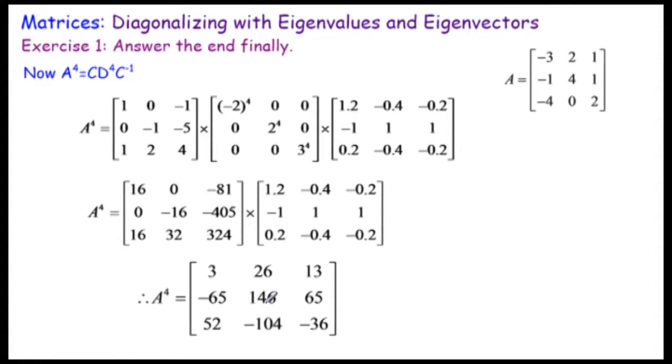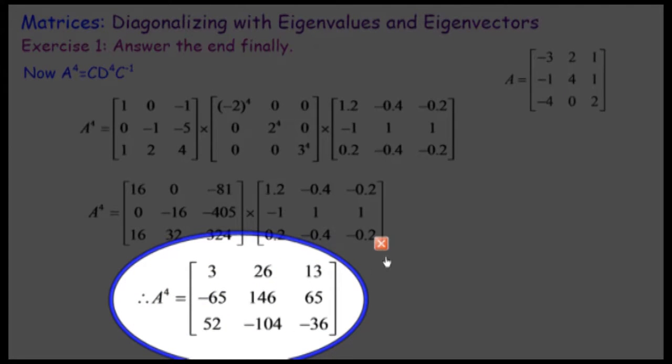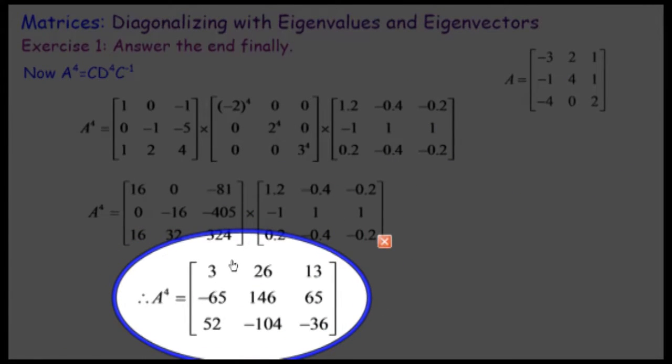Now, matrix multiplication is not commutative. It is associative, but it's not commutative, so we have to be careful. We have to multiply this one by this one and then by that one. So we end up getting A to the power 4. Finally, this is our answer down here at the bottom: when we raise our original matrix A to the power 4, this is what we get: 3, 26, 13, minus 65, 146, 65, 52, minus 104, and minus 36.